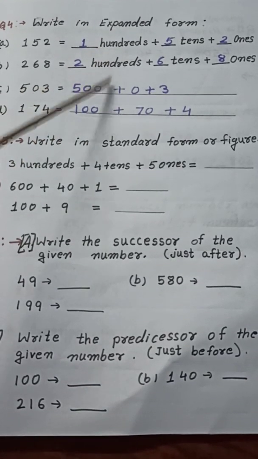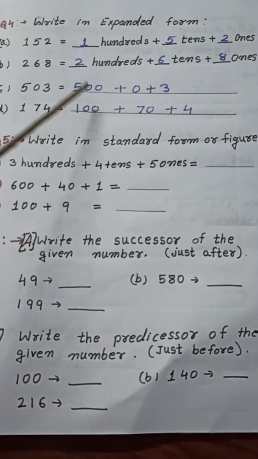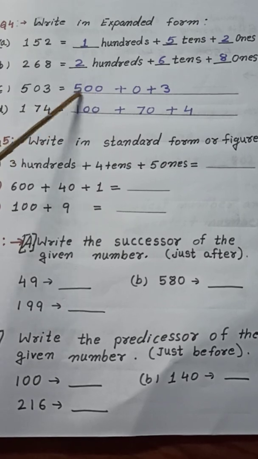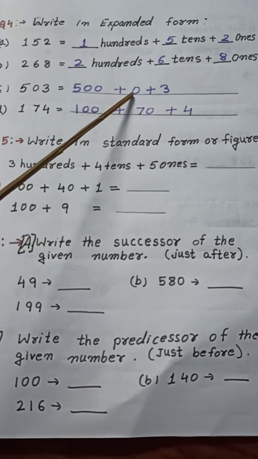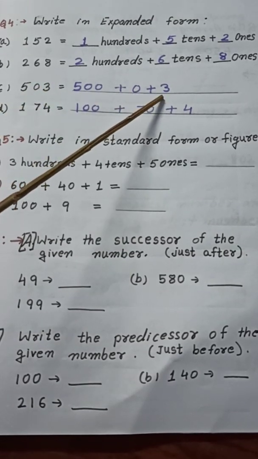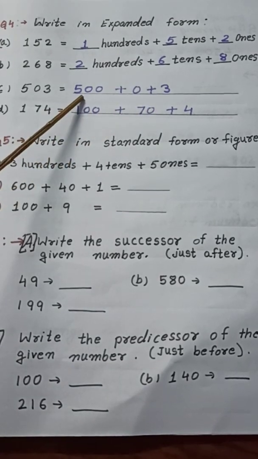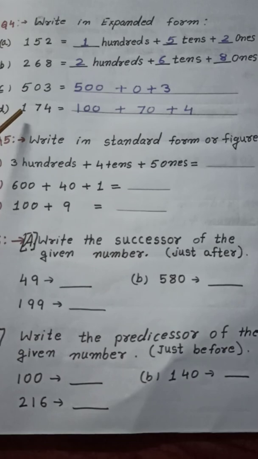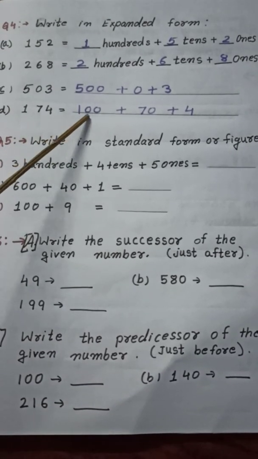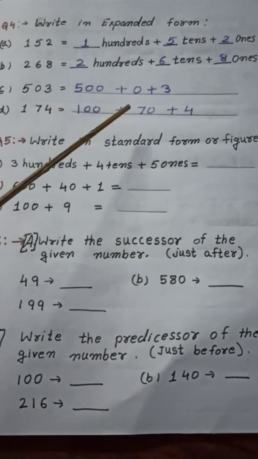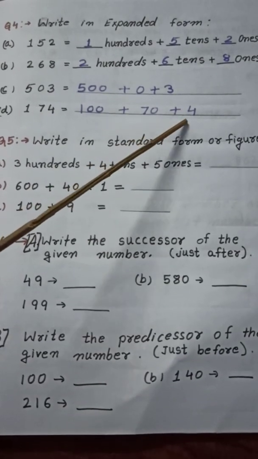Both are the same. Here is 503. So how can we expand? 500, so I have written 500. Here is 0, so I have written 0. No need to write 0 tens, and 3 ones. If you do not write 0 also your answer will be correct. Now question D, 1 is standing on the 100 place, so I have written here 100. Then 7 tens, so 7 tens is 70, and 4 ones. So here is 4, right?